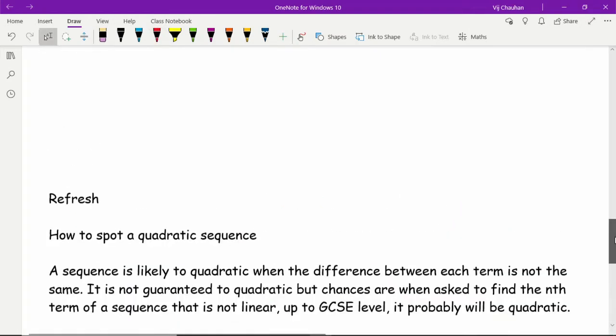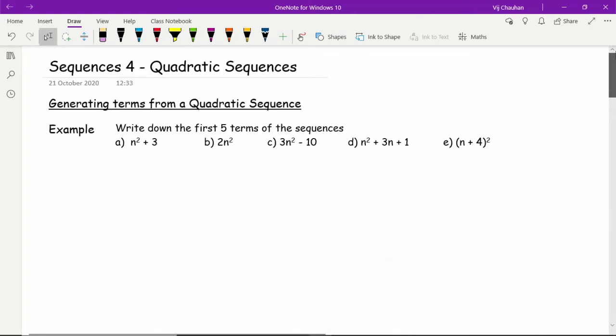So let's have a look at the first part of this video, which is looking at generating terms from a quadratic sequence. In these questions, what we're asked to do is find the first 5 terms of the sequences, and we'll be given the nth term for this. When you are given things involving n squared, it might appear on the calculator paper, and there is a way you can do this on a calculator, but I'll show you another video of how to use your calculator for this. But more often than not, a more challenging aspect would be to do this on a non-calculator paper.